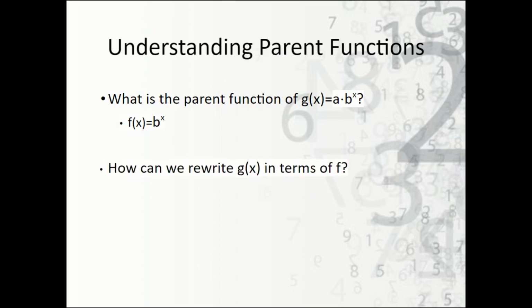So then, how could we write g of x in terms of f? So that means we want to take this basic form, and then convert it to look like this. Well, we can see that if f of x is equal to b to the x, which is here, that means that we could just plug that in for b to the x, and so this becomes g of x is equal to a times f of x.